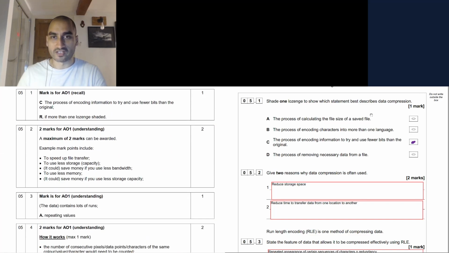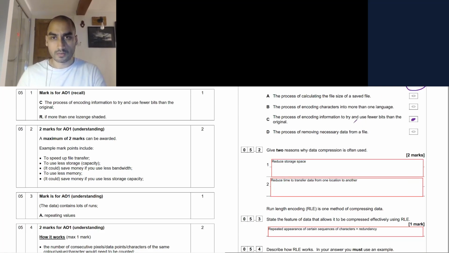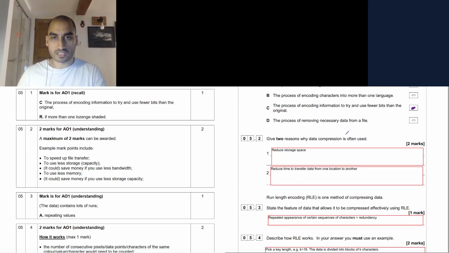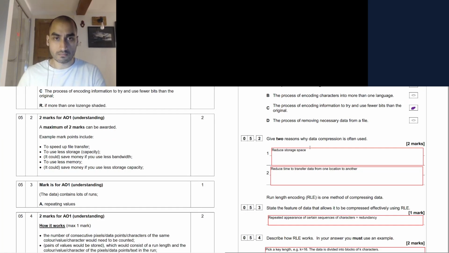More than one lozenge shade. Process of encoding information to try and use fewer bits. Yep. So I've only lost 2 marks so far. Okay, fine. Give 2 reasons why data compression is used. Space and time. What have they said? Space and time. That's the first point, basically.